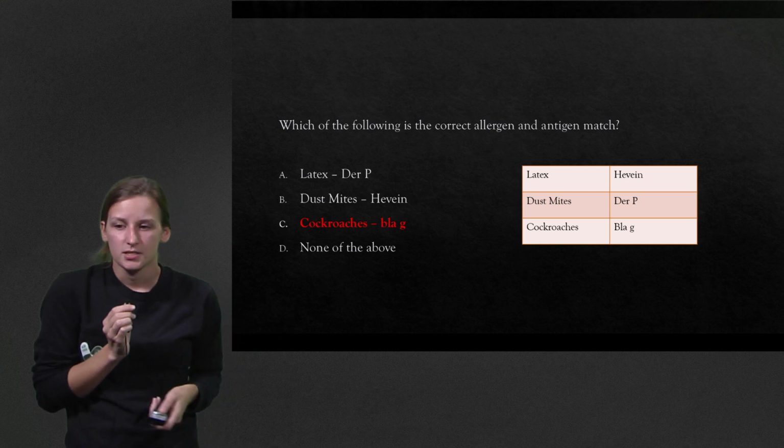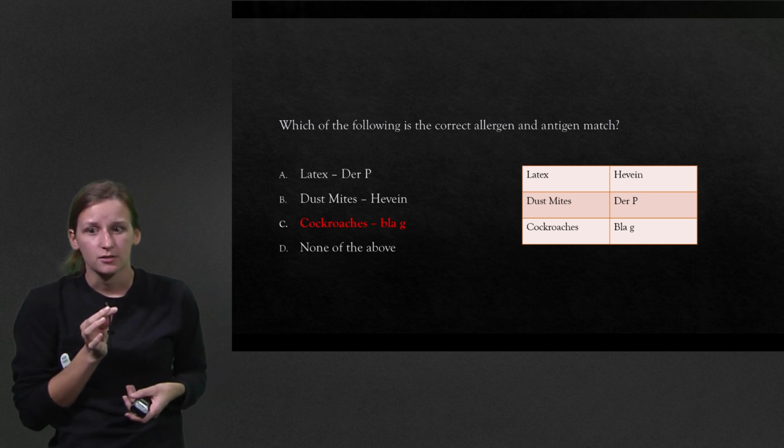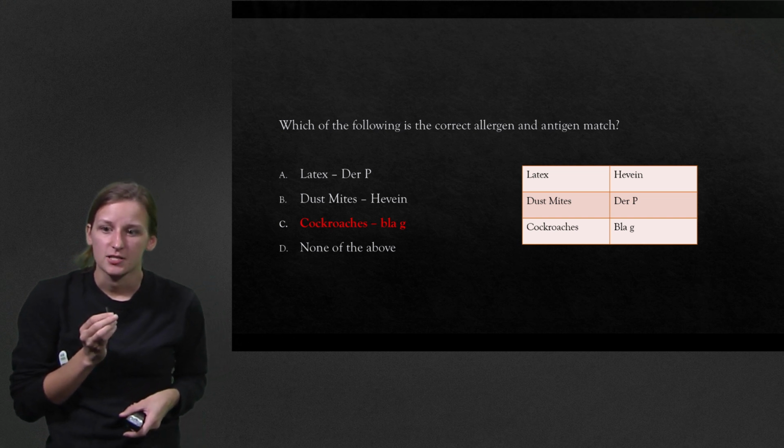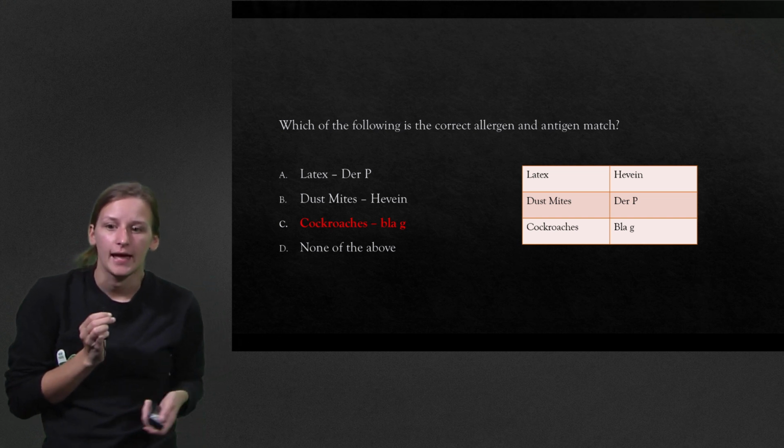All right, so this one is just a recall matching question. So I've got all those there. Latex is actually going to be Hev b. Dust mites are going to be Der p. Cockroaches, that's right, Bla g.